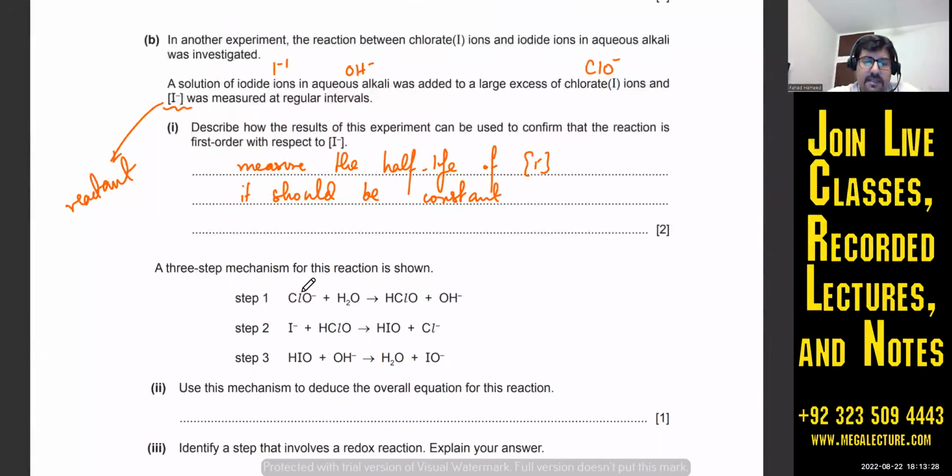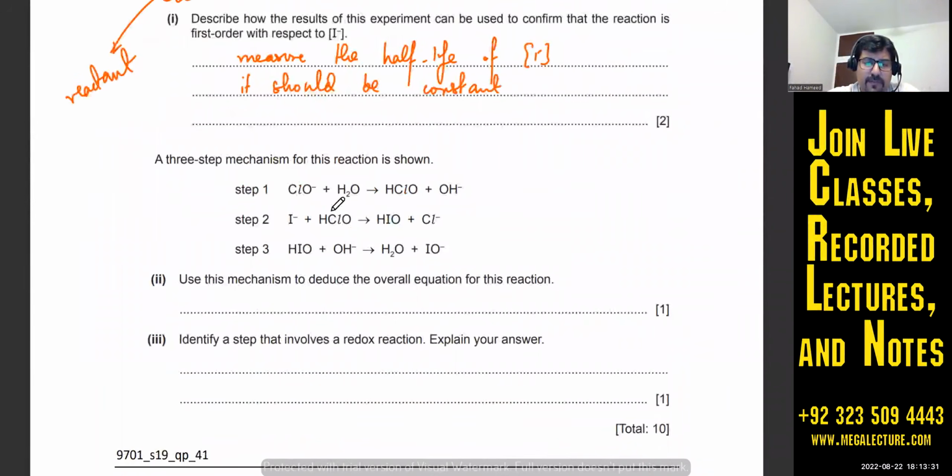The next part is there's a 3-step mechanism, so reduce the overall equation. Just start cutting things that are common on both sides. Water is gone. What else is gone? HClO, that's gone. Anything else? Let's see here. HIO, cutting it. The final reaction is ClO minus 1 plus I minus 1, and the product is Cl minus 1 plus IO minus 1. That's it.